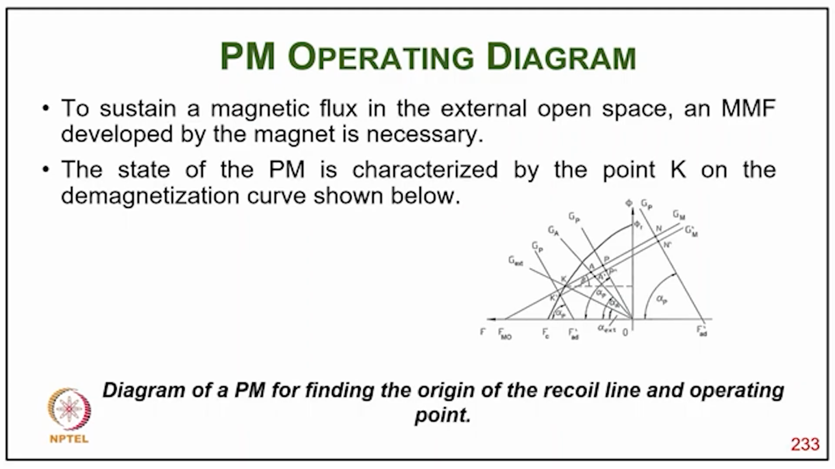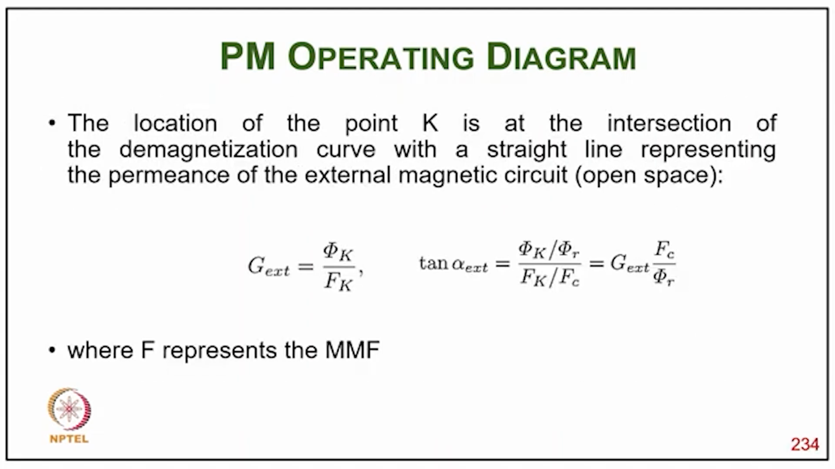So, the state of the PM is characterized by the operating point K on the demagnetization characteristic, as shown here. In the diagram of the PM, finding the origin from the recoil line and operating point, you can call it the location of point K at the intersection of the demagnetization characteristic with the straight line representing the permeance of the external magnetic circuit, open space. So, G external equals phi K upon F K, tan alpha external equals phi K upon phi r times F K upon F c, or equal to G external F c upon phi r, where F represents the MMF.